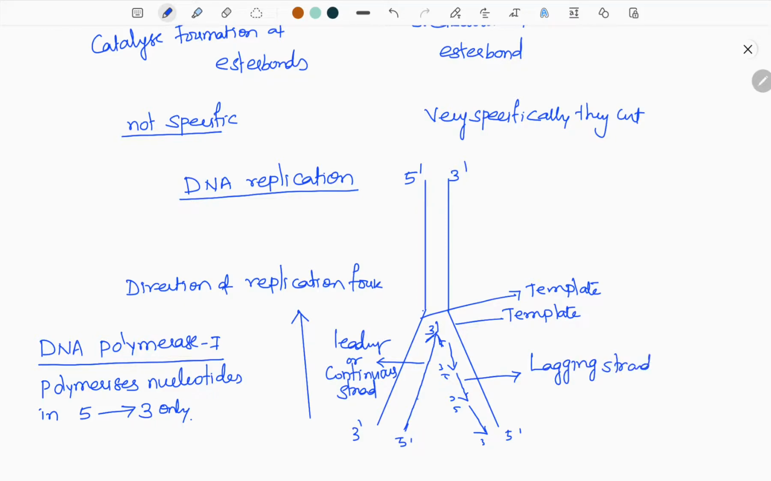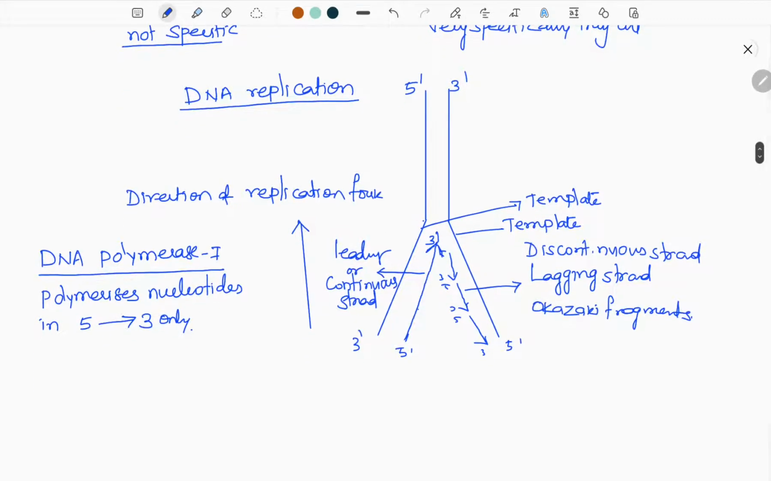They are called the lagging strand, or the discontinuous strand, and they are also called Okazaki fragments. These Okazaki fragments are united by the DNA ligase. That is the main function of the DNA ligase.